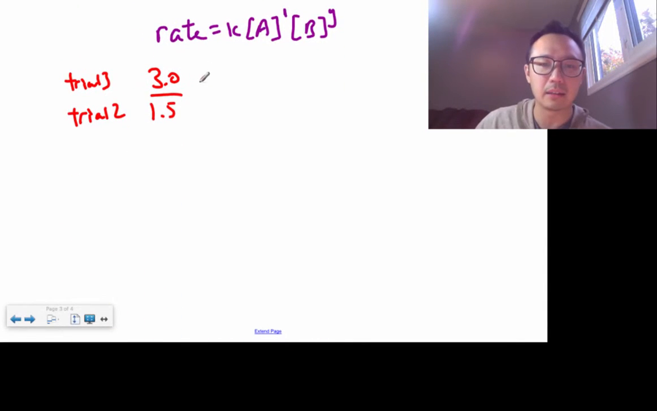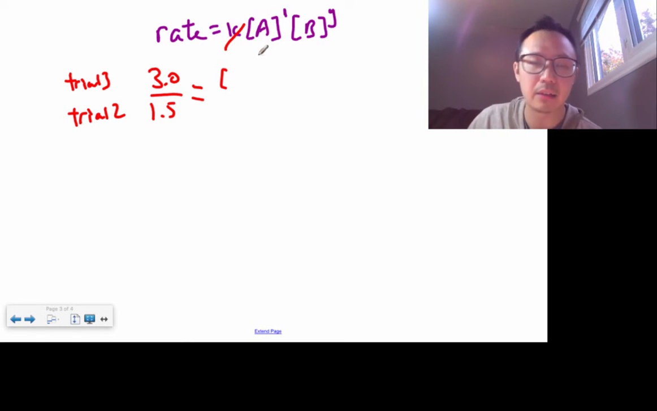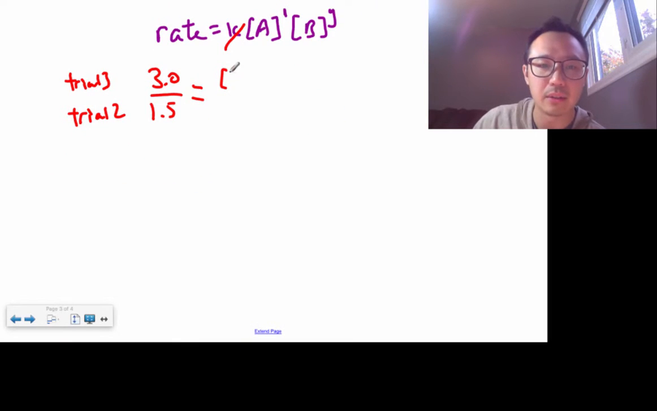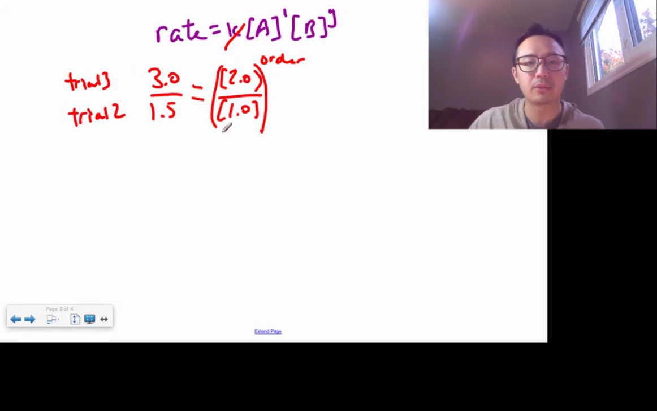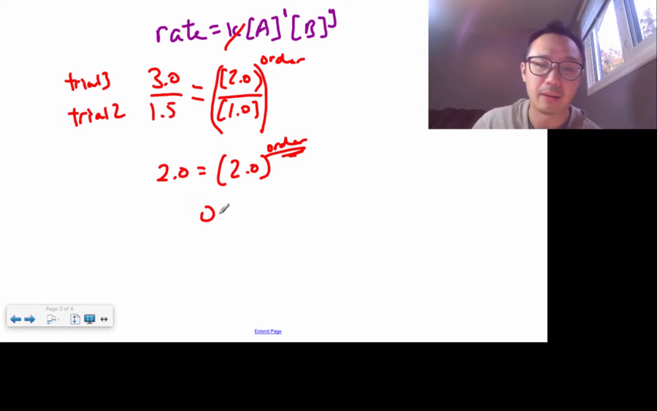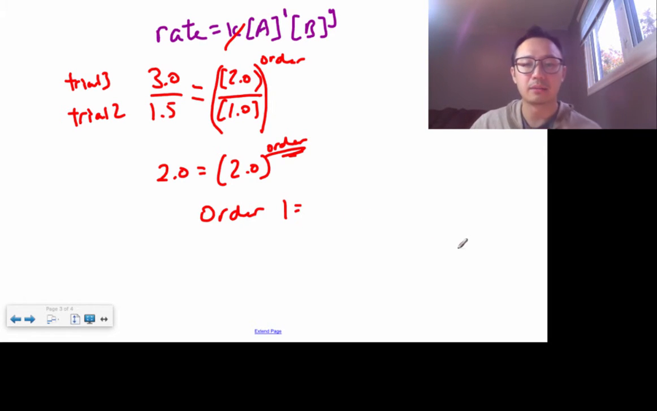So you can see that this is equal to, we ignore the k here. We don't need the A because we kept that constant. It was just equal to 1. For B, I forgot what it was. I think it's 2 and 1. That's right, it's 2 and 1. So this is going to be 2.0 over 1.0, and this is all to the power of the order. That's what we're trying to find. So we'll just do some math here. 3.0 divided by 1.5 is 2, which is equal to 2.0 to the power of the order. And you're going to see that in order for the right side to equal the left side, the order must be 1. That's it.